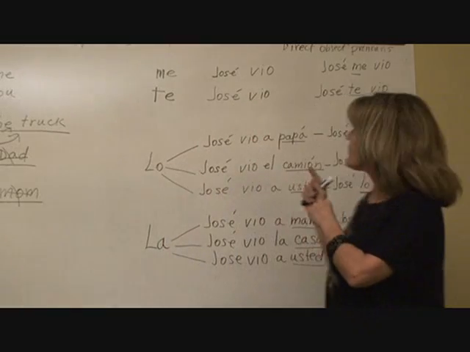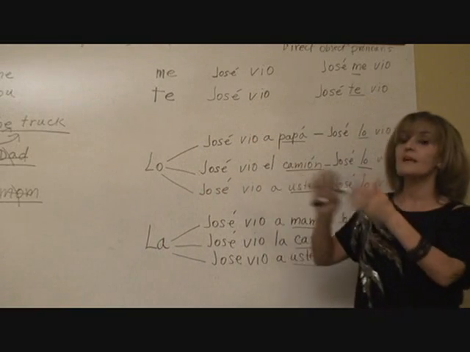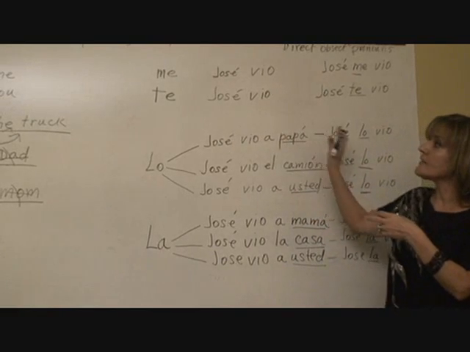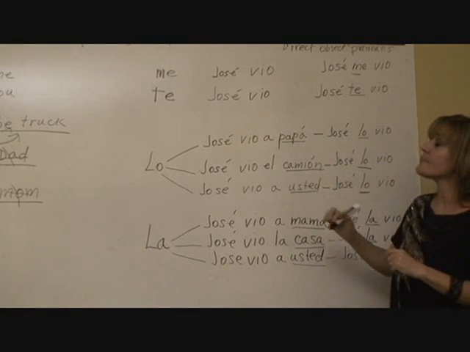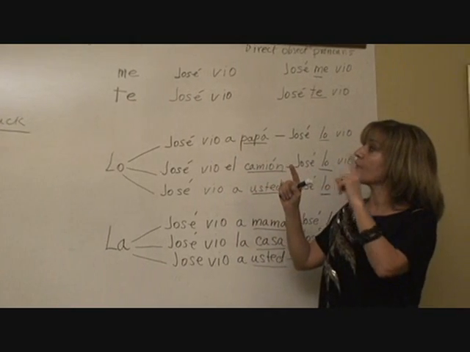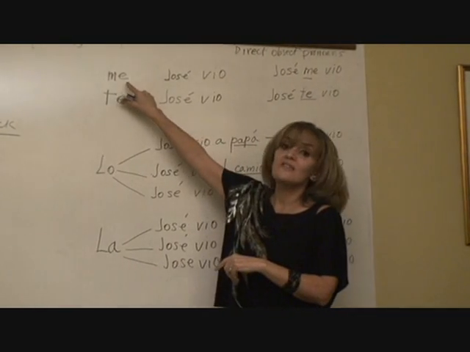Should we go right to them here? I used, like I said, the subject of Jose throughout this lesson to simplify things. The first person, the direct object pronoun for the first person in Spanish is me.